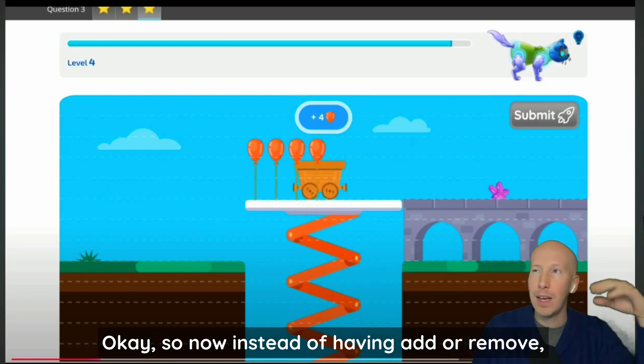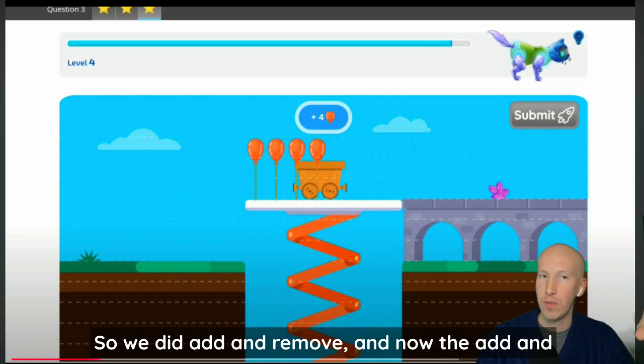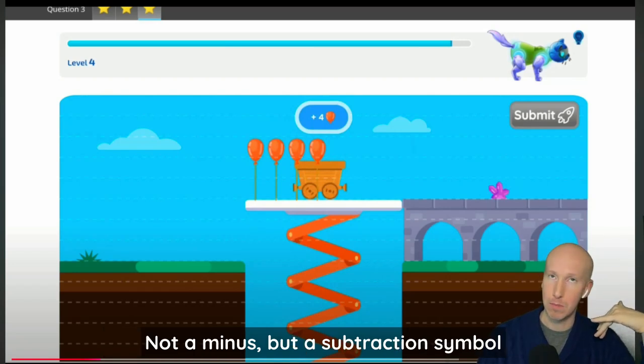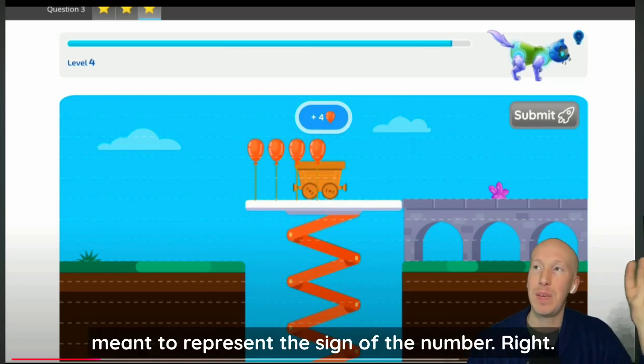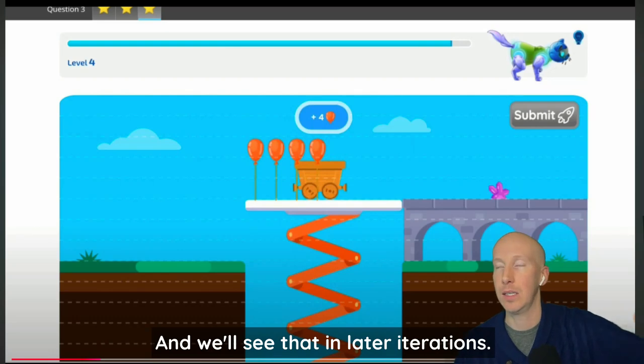Okay, so now instead of having add or remove, I didn't do add and subtract because I thought subtract was a little more, I guess, abstract. So we did add and remove, and now the add and remove action is being switched to a plus, or not a minus, but a subtraction symbol, or an add versus subtraction symbol, I guess you could say. The balloon is meant to represent the sign of the number, right? And we'll see that in later iterations.